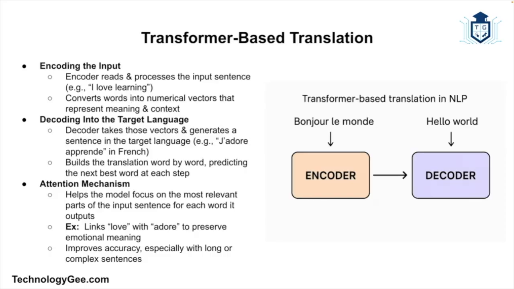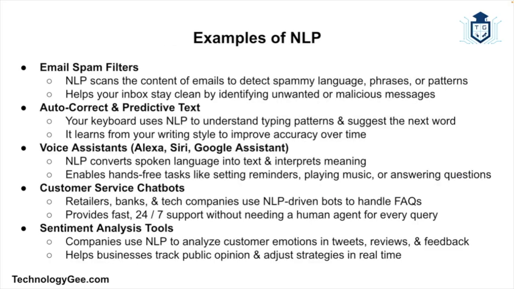even capturing slang. All right, so let's go over some real world examples of how natural language processing takes place every day in your life, even if you don't realize it. So we have email spam filters. NLP helps filter messages based on text analysis. You have autocorrect and predictive text. So your phone guessing what you'll type next, that's natural language processing.